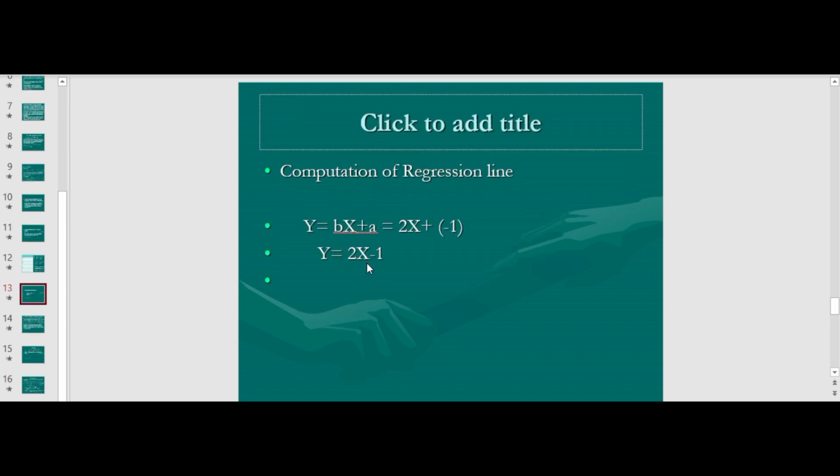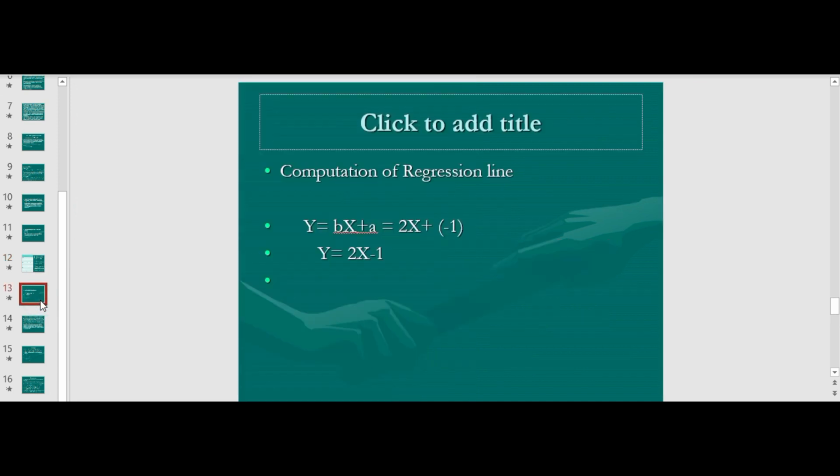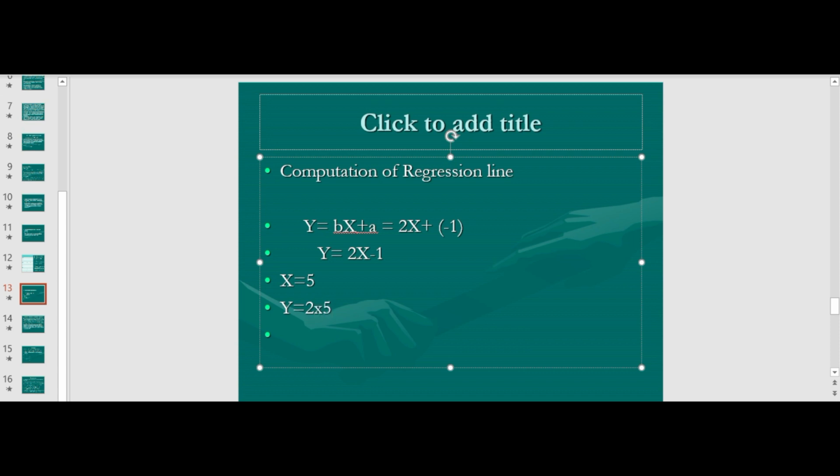By putting the value of x in this equation, for each value of x, we can predict the value of y. For example, by putting x equal to 5, y is equal to 2 into 5 minus 1. 10 minus 1 is equal to 9. In this way, we can calculate the predicted y variable by putting each value of x in this equation.